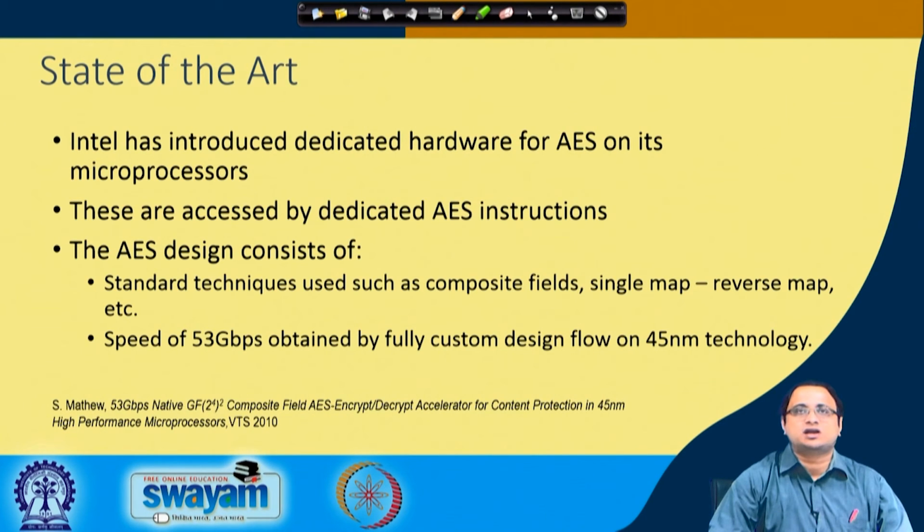Intel has introduced dedicated hardware for AES on its microprocessors. These are accessed by dedicated AES instructions, often called AES NI. This AES design consists of standard cell designs and standard cell techniques. It is a very interesting and very nice piece of engineering work. The techniques followed are essentially what we have already been studying in this class, like composite fields, single map, reverse map. These are exactly what we have studied, but the engineering is so nice that it ends up realizing a speed of 53 Gbps, obtained by a fully custom design flow on 45 nanometer technology. This was published in VTS 2010. Some of you who are interested can go through this paper.